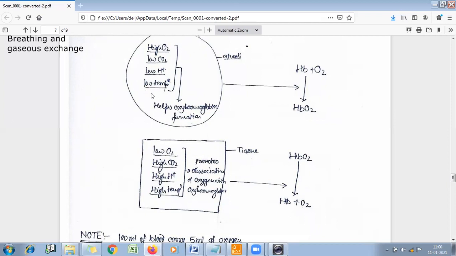So we can see here that different conditions of all these factors on one hand support the formation of oxyhemoglobin, and in another place such as tissue it helps the dissociation of oxygen.